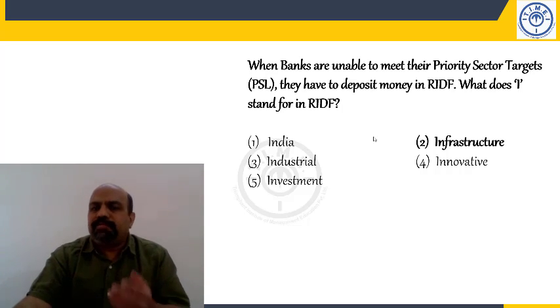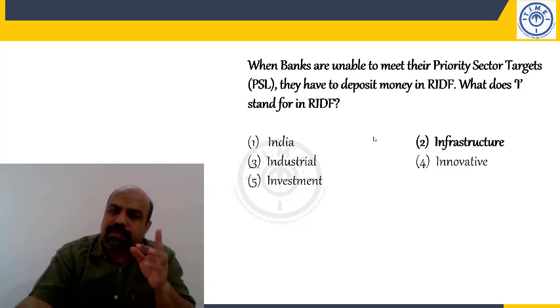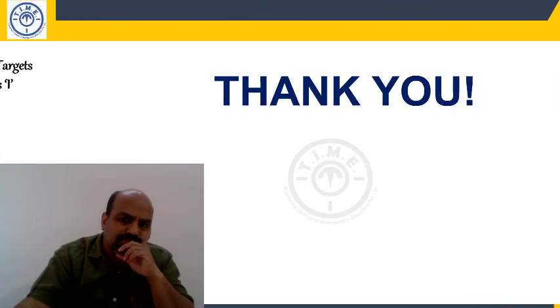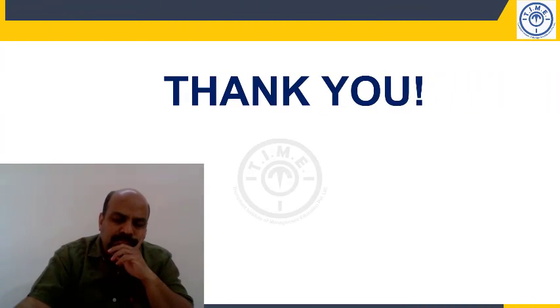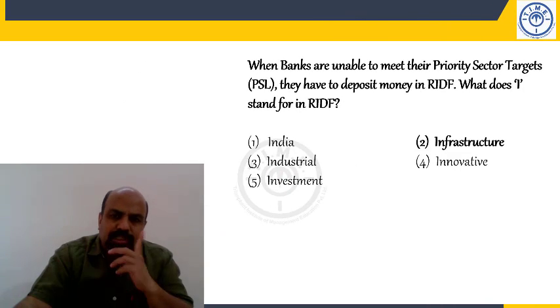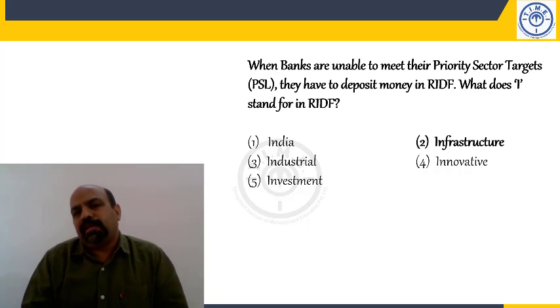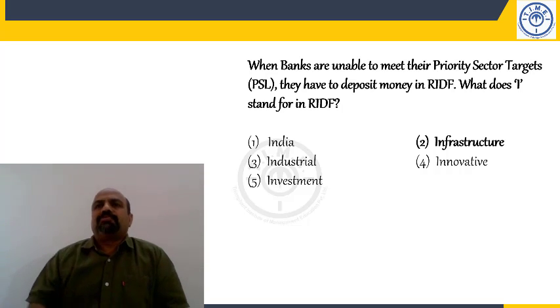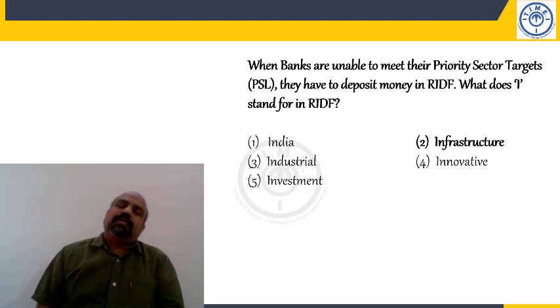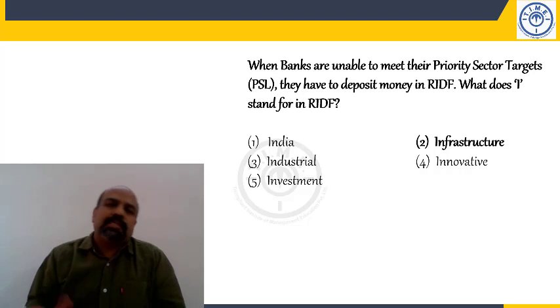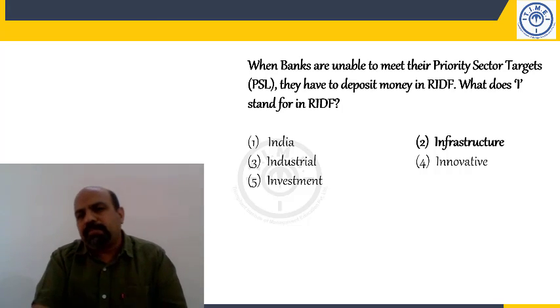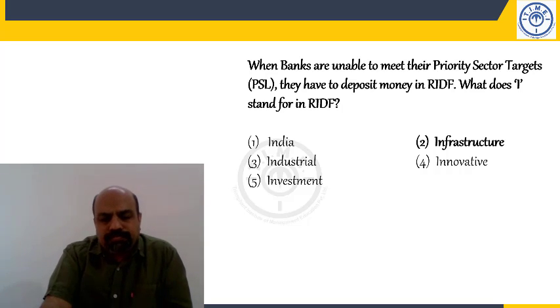I think we discussed priority sector, we discussed NABARD. So just one line here. In case banks are not able to fulfill their priority sector targets, 40% kind of targets, they have to take that money and put it in this RIDF, and the same money is used by NABARD to lend to self-help groups, basically the same priority sector targets.